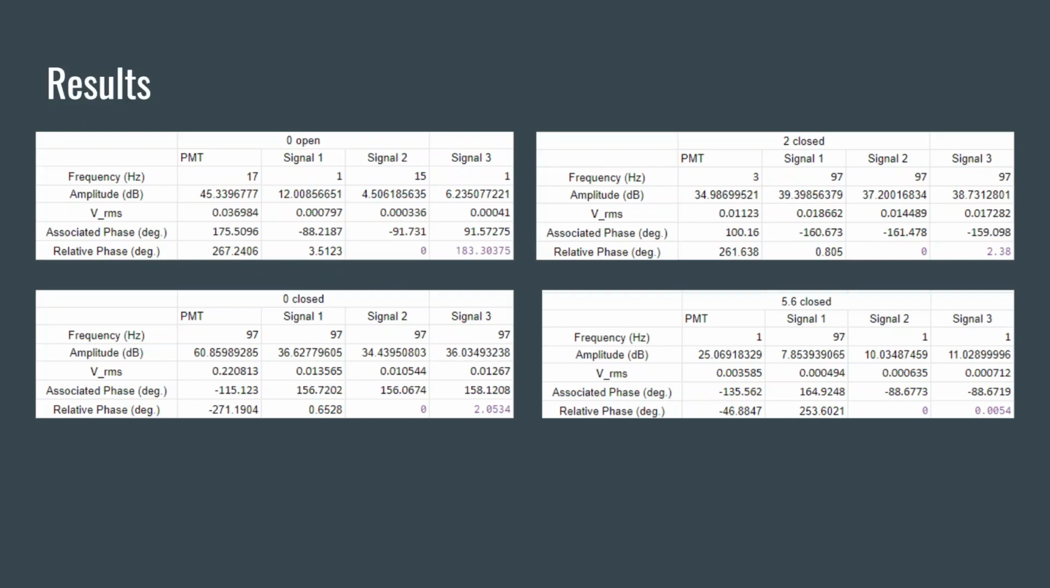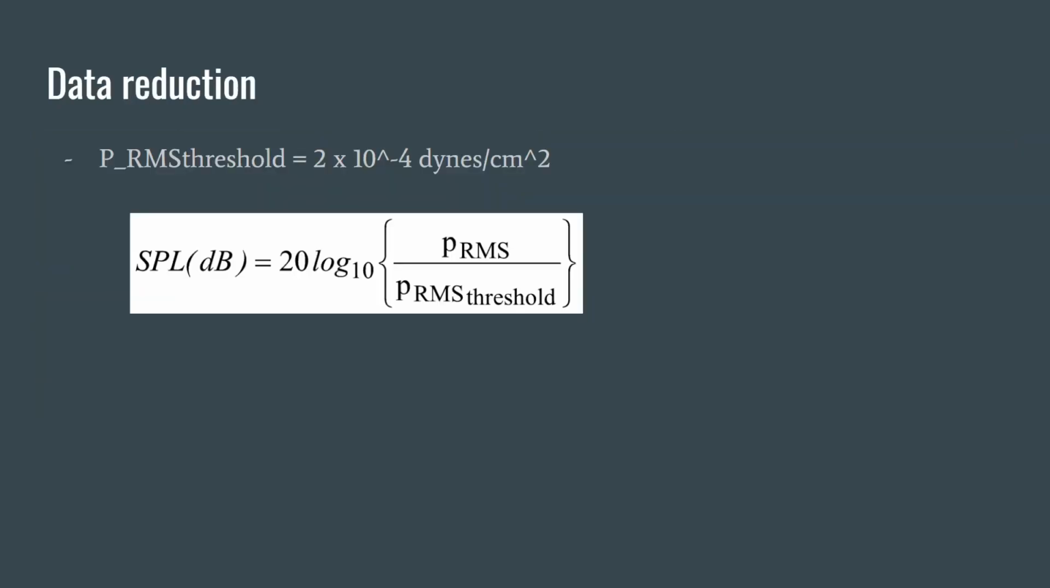Now into the results. The oscilloscope, as previously stated, took data points at 4 positions: 0 open, 0 closed, 2 closed, and 5.6 closed. It took 3 major data points for each of these locations: the upper, middle, and lower pressure transducers, where signal 1 is the upper, signal 2 is the middle, and signal 3 is the lower pressure transducer. The 3 major data points taken at these locations were the RMS pressure, shown as VRMS, the frequency, and the associated phase.